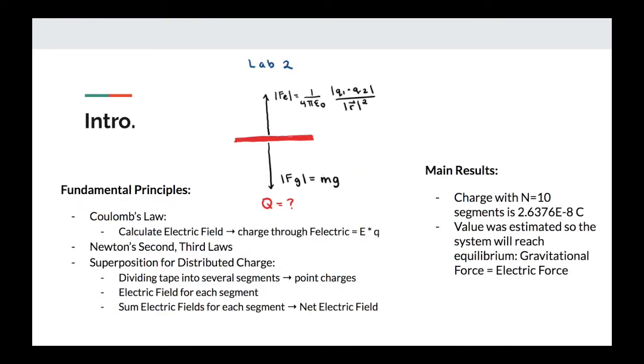The fundamental principles used in this lab are Coulomb's law, which we use to calculate the electric field and is shown through the diagram on the slide, as well as Newton's second and third laws. Another fundamental principle is superposition for distributed charges. By dividing the tape into several segments, each segment could be treated as a point charge, where we would then find the electric field for each of these segments. By summing the electric fields for each of these segments, or point charges, we could get the net electric field.